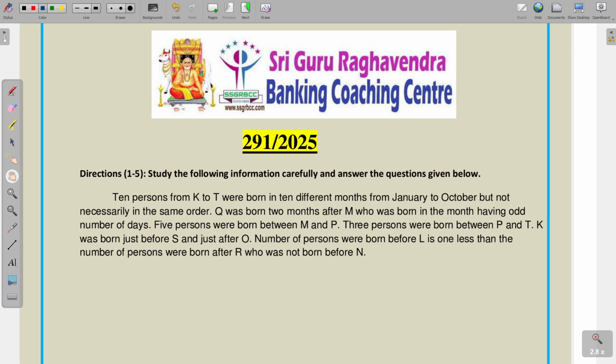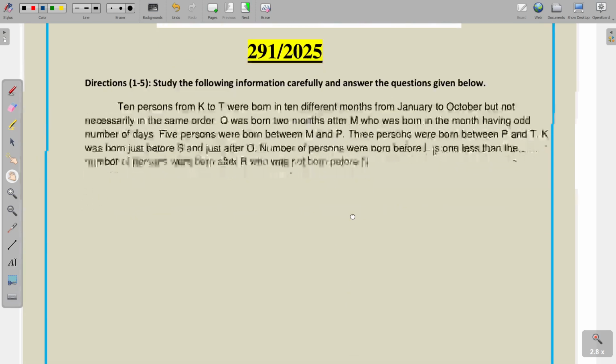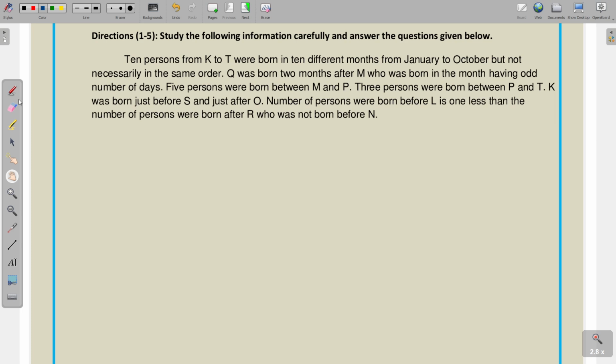So in this class we will discuss paper number 291. See the first one, directions 1 to 5. Study the following information carefully and answer the questions given below. 10 persons from K to T were born in 10 different months from January to October, but not necessarily in the same order. So here there are 10 persons.